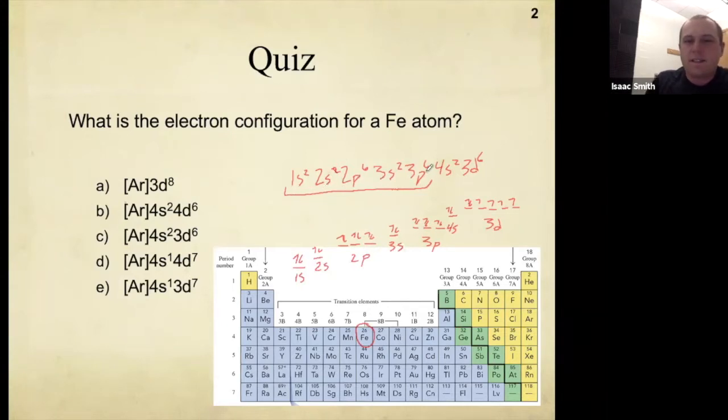But then if we're doing the noble gas shorthand electron configuration, if you look at this, this is going to be this exact same electron configuration as argon, okay? So this can be replaced with argon in brackets. Okay, so we should just have argon and then 4s2 3d6. So we should get C. Awesome. Okay.